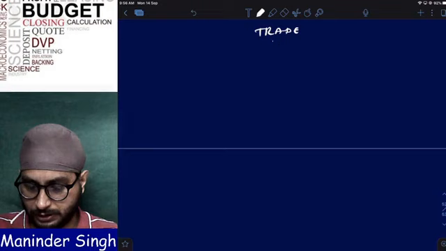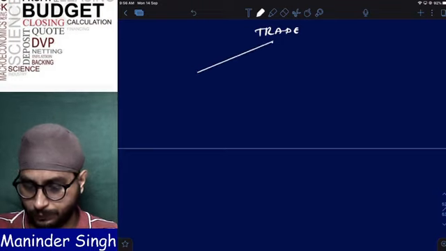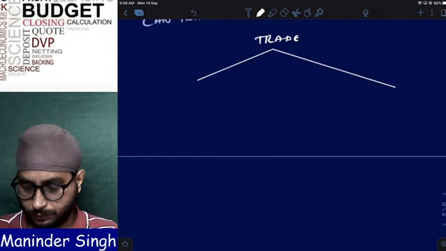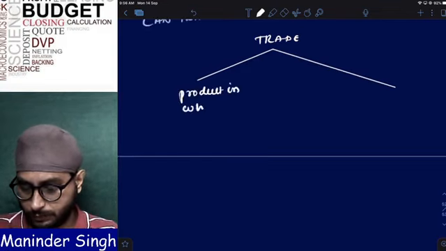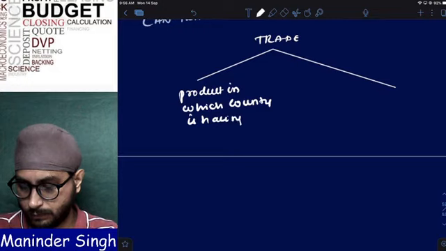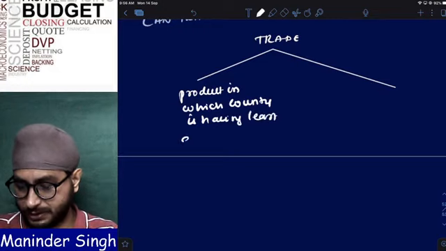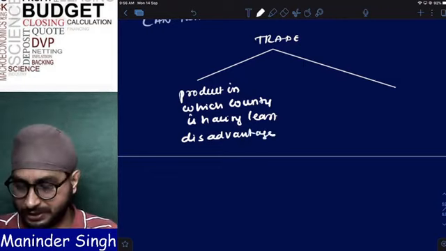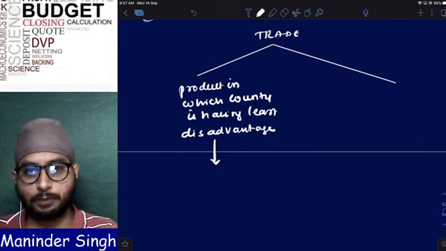So how to trade? Clear? Now let us see. Product in which country is having least disadvantage. Clear? Product in which country is having least disadvantage. What to do? Import or export?